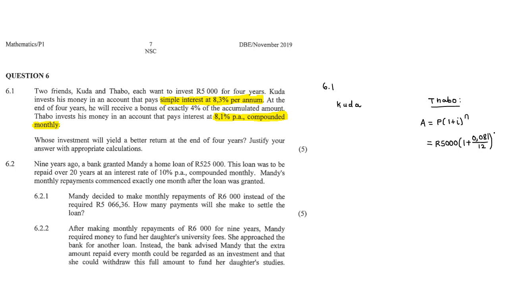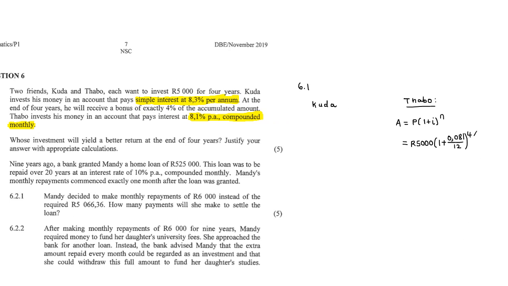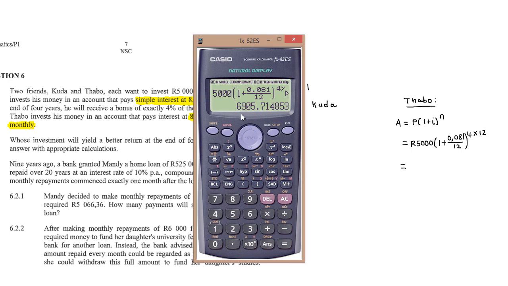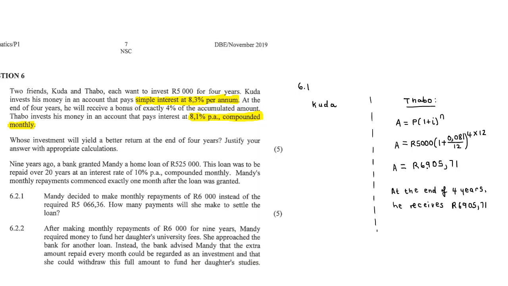And he's going to do this for 4 years, and in that 4-year period, he's going to get interest 12 times. So we need to times that by 12 as well. Tabo is going to have 6,905 Rand and 71 cents. So that's Tabo.